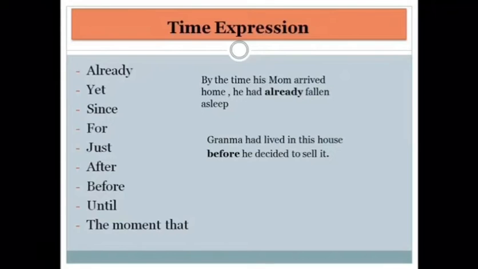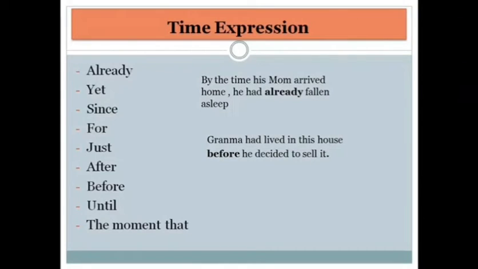We tend to use the following time expressions with the past perfect: already, yet, since, for, just, after, before, until, the moment that. For example, by the time his mom arrived home, he had already fallen asleep. Grandma had lived in this house before he decided to sell it.